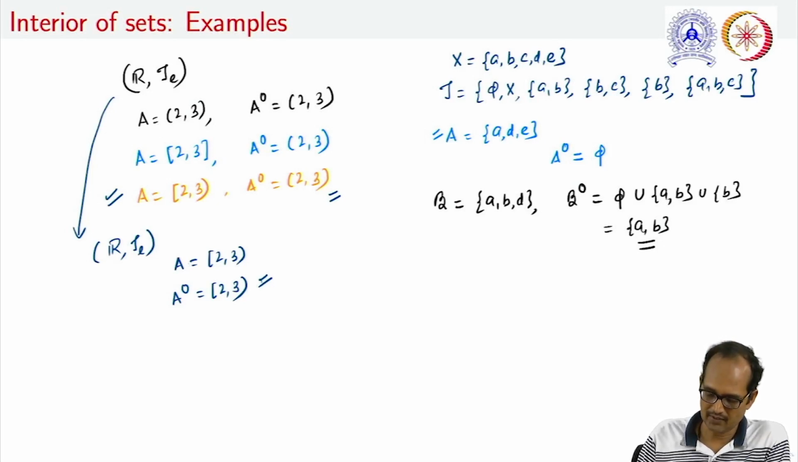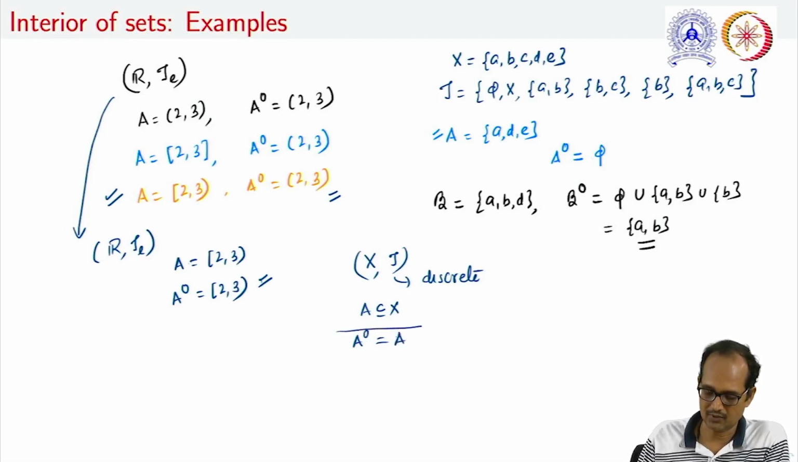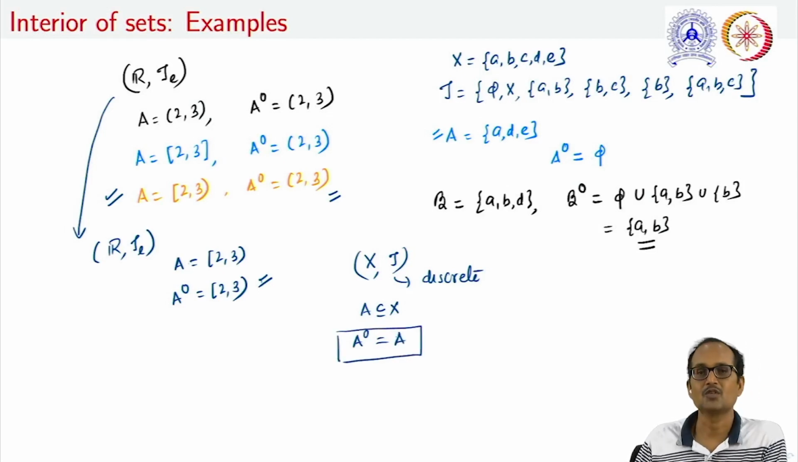Even on any set X, if we take a discrete topology, the question is what about the interior of any set? If we take any subset of X, the interior will always be the set itself because every set is open. That's why the interior of A will always be equal to A.